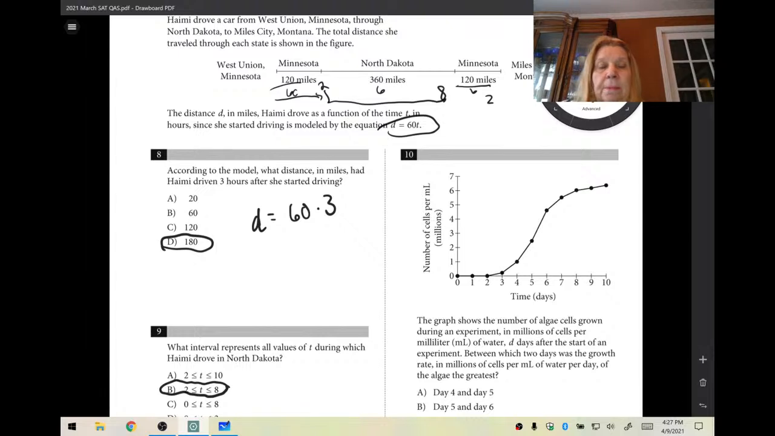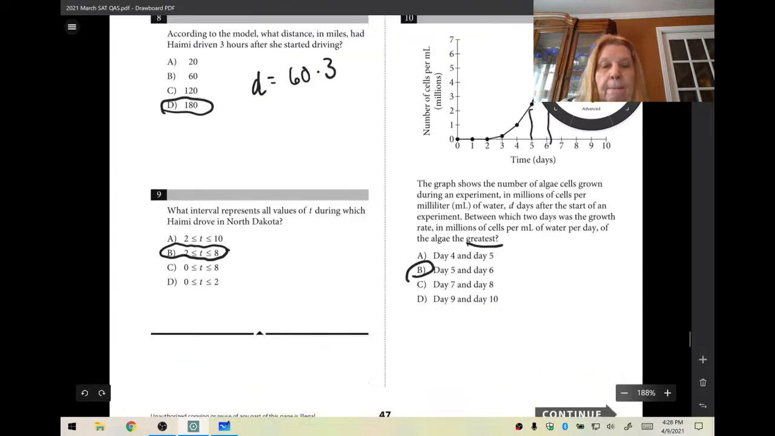So number 10, the graph shows a number of algae cells grown during an experiment in millions of cells per milliliter of water, D days after the start of an experiment. Between which 2 days was the growth rate the greatest? So we want the steepest slope. So the steepest slope will be right here, which is between 5 and 6. So that's answer choice B.